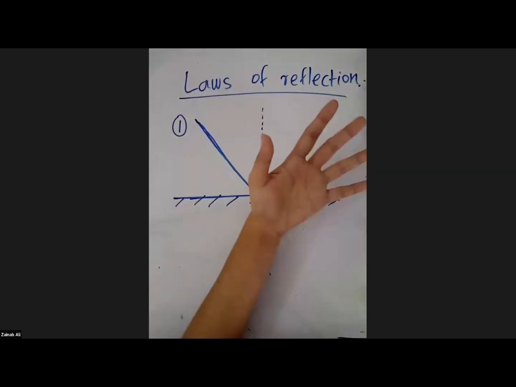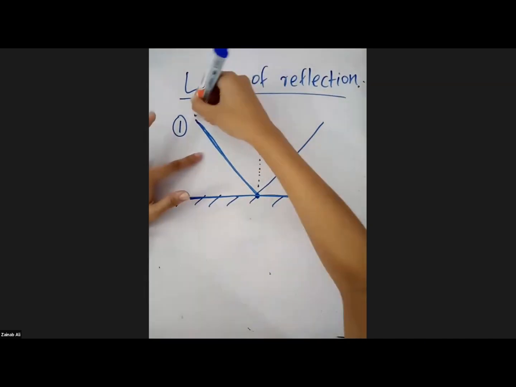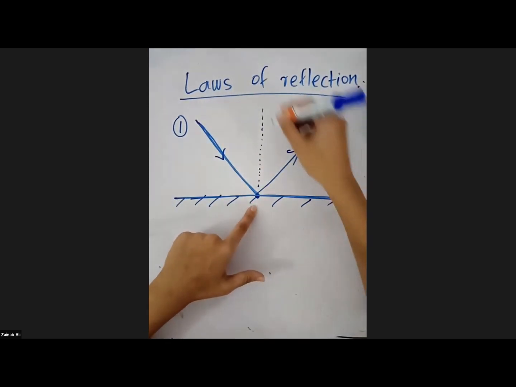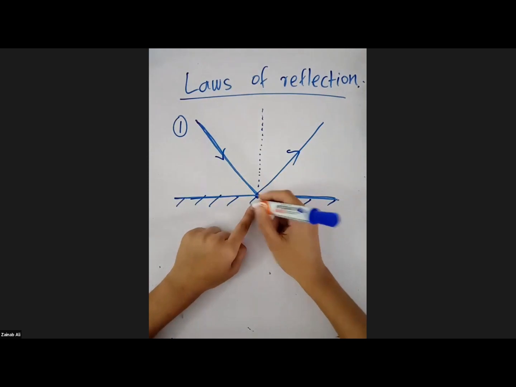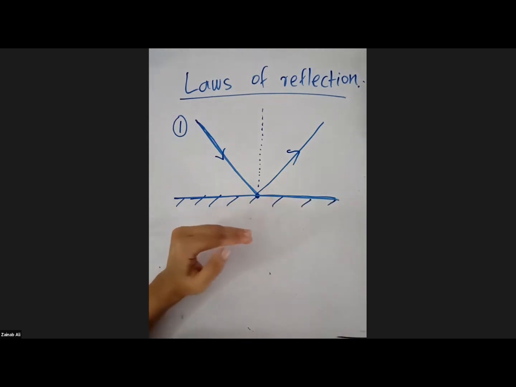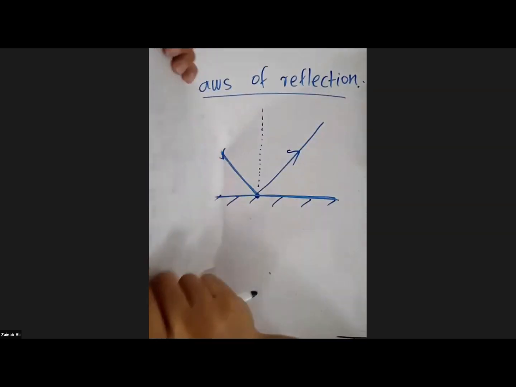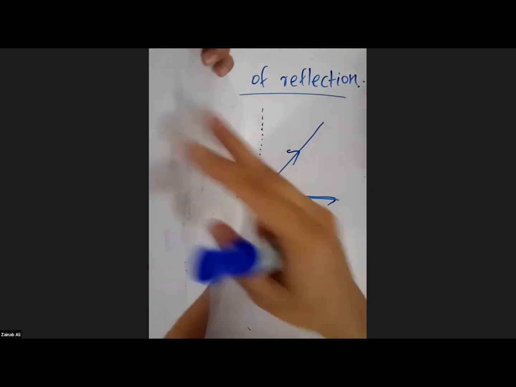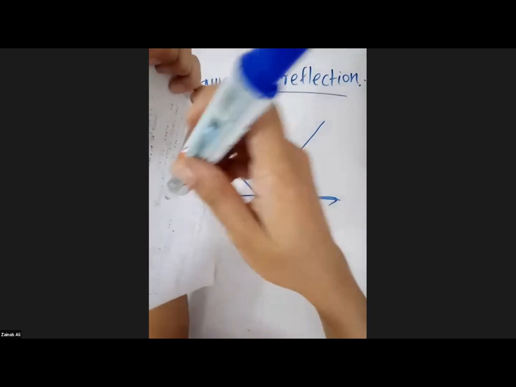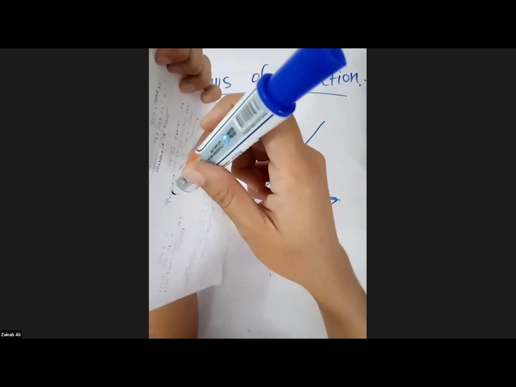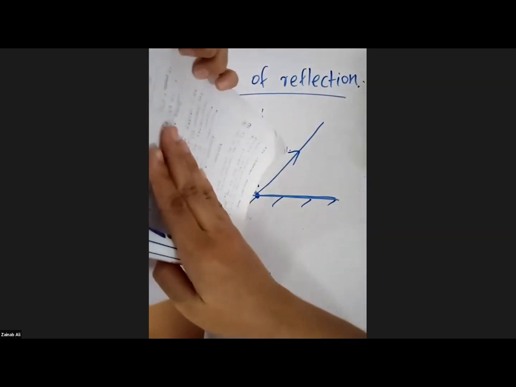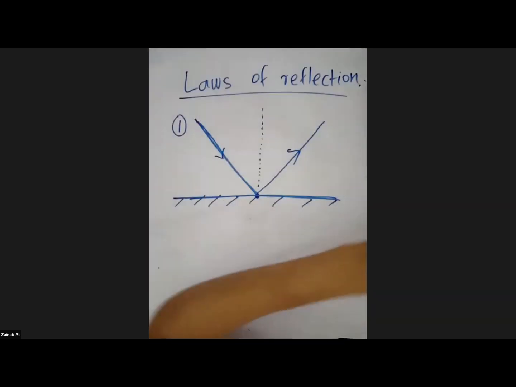Everyone repeat it with me. What is the first law of reflection? The incident ray, the reflected ray, and the normal which is drawn to the point of incidence should lie on the same plane. Same plane means, if I keep the paper like this, it is a plane surface, right? If the light ray is coming like this, if this is the incident ray, this can't be the reflected ray. It should be on the same plane. That's what they mean.